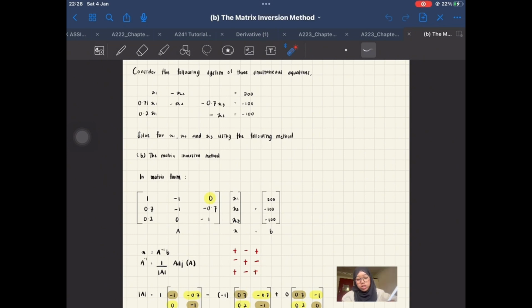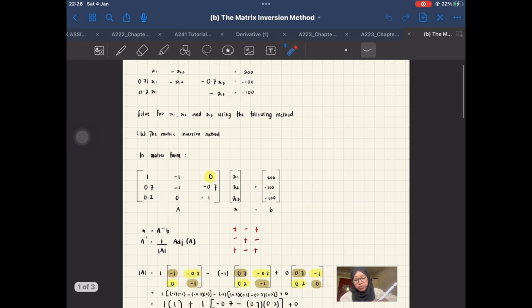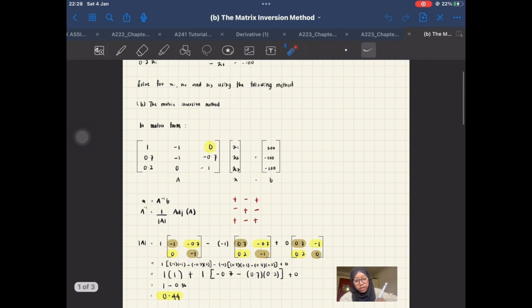I will solve a system of three simultaneous equations using the matrix inversion method. The equations are as follows: x1 minus x2 equal to 200, 0.7 x1 minus x2 minus 0.7 x3 equal to negative 100, 0.2 x1 minus x3 equal to negative 100. So our goal is to find the value of x1, x2 and x3.